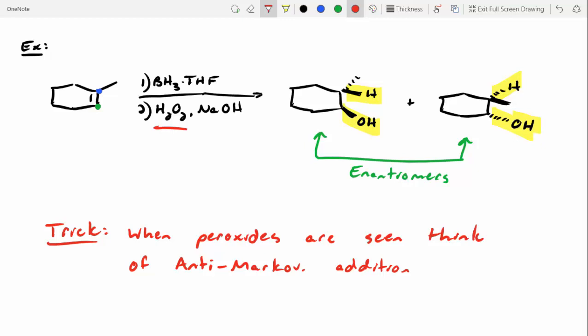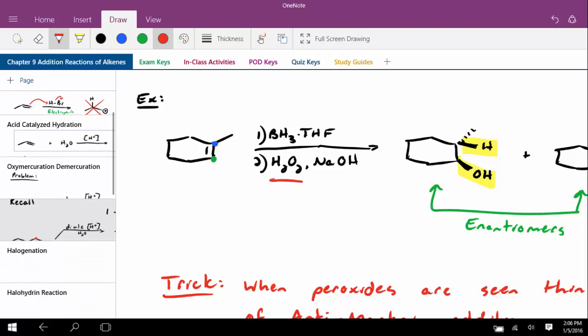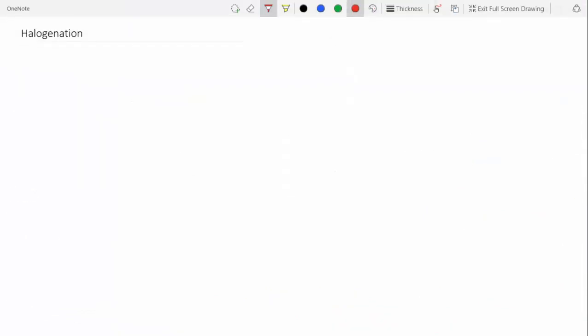All right, so we're going to switch gears a little bit away from alcohols, and we're going to go into a reaction we actually saw last term a little bit. And this is plain old halogenation.